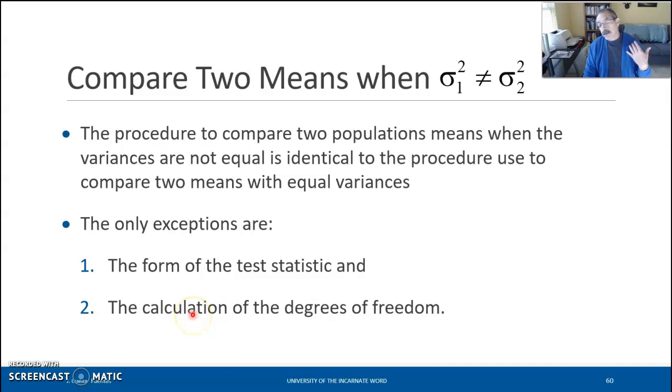All right, the procedure to compare the two means when the variances are not equal is identical to what we did in the previous section, where we were comparing two means with equal variances. The two differences is that now we need to define the test statistic differently, because now the variances are not equal. They cannot be combined into a single estimate or a common variance. And also this presents a new problem, which is the calculation of the degrees of freedom of the t-distribution that we will use to make these inferences.